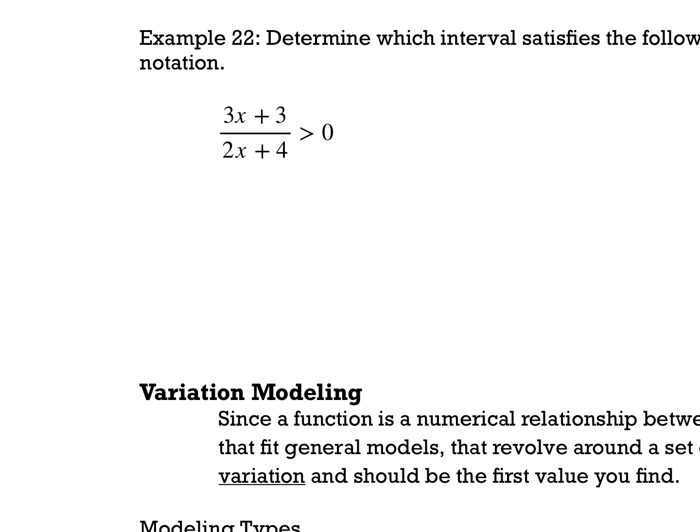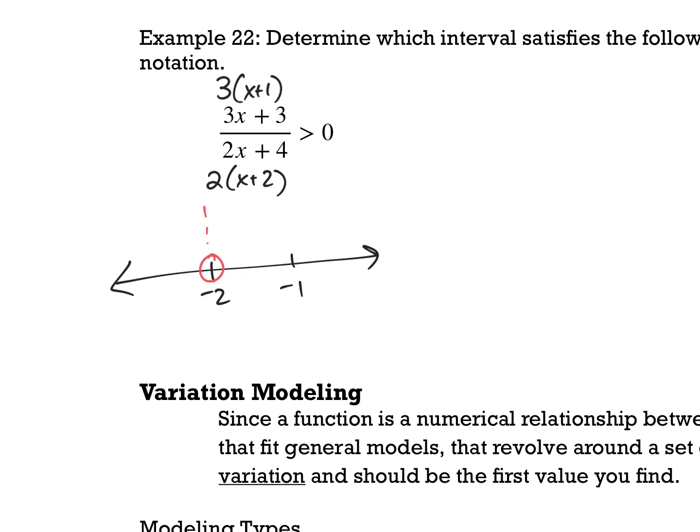I'll try to do them quickly. The first one, we can see here if we were to factor 3 times (x plus 1), 2 times (x plus 2). That just makes it a little easier for me to see those key features. So we know on our number line that something is going on at -2 and something is going on at -1. I'm going to make a note here, dotted line. This is an asymptote. I think it's worthwhile to make sure you can see it, all right?